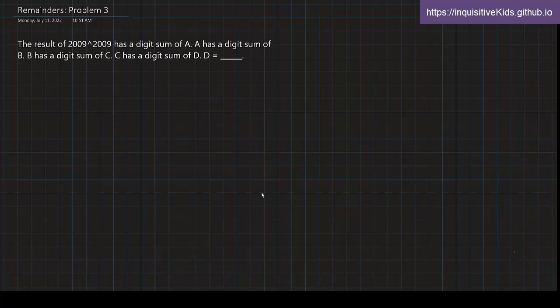Problem 3. The result of 2009 to the 2009th power has a digit sum of A. A has a digit sum of B, B has a digit sum of C, and C has a digit sum of D. So what does D equal?